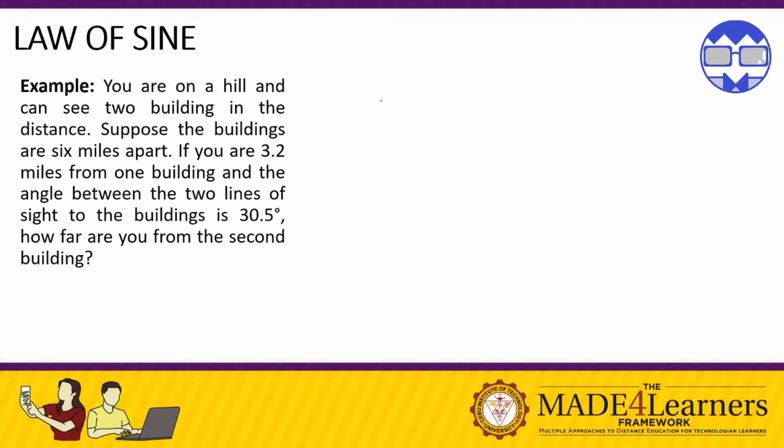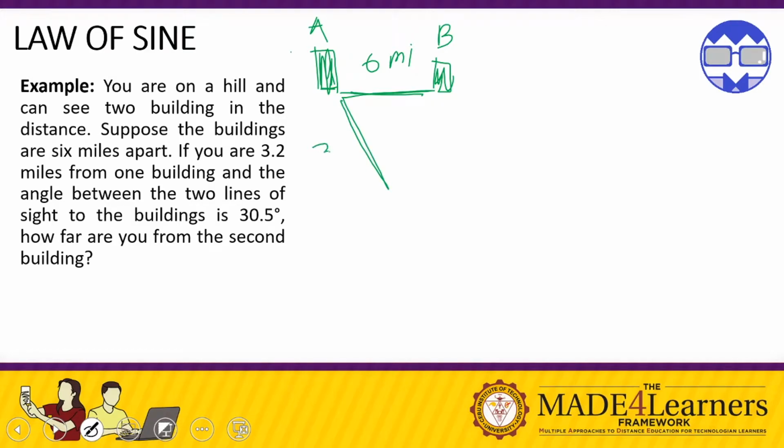Okay, so let's try to solve. So again, we will draw. It was stated in the problem that there are two buildings. So let's just try building A here. Okay, so this is building A, and let's have building B here. Okay, and they are 6 miles apart. If you are 3.2 miles from one building, let's say that the first building is A, so this is 3.2 here.